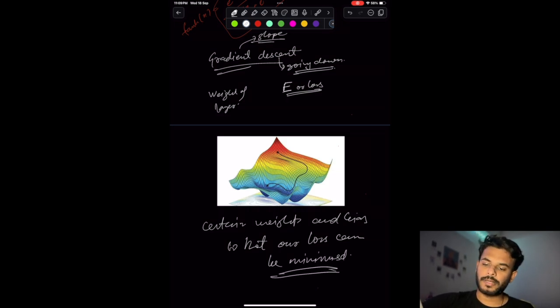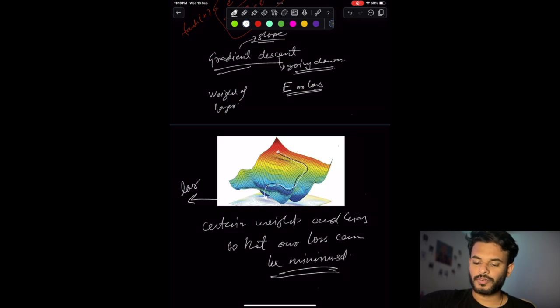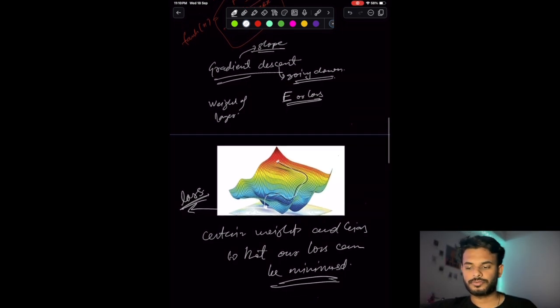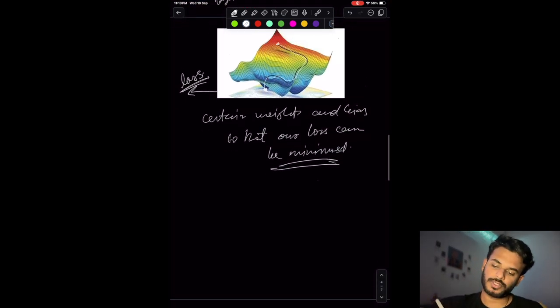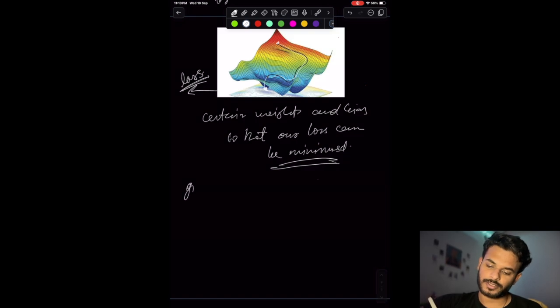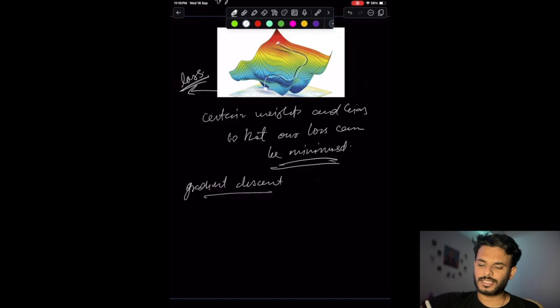Basically we want certain matrices which, when applied, will give the loss that is coming out to be here. We want to get this particular loss because it's the minimum possible for this particular problem. So first of all, let's discuss why it's called the gradient descent algorithm. Let's see the algorithm first.